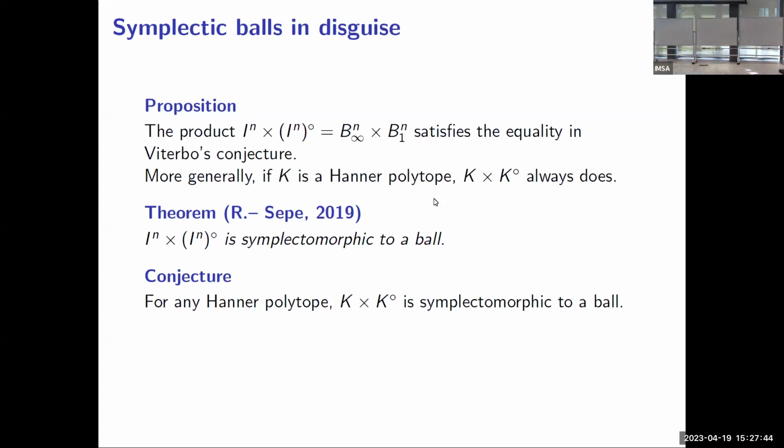And then you can ask the same question about the Hanner polytope, not just the hypercube. Is it also symplectomorphic to a ball? I claim that this conjecture is almost a theorem, but I don't want to claim that it's a theorem yet. We're working on this, and I think we're nearly there, but it's a conjecture that even for the Hanner polytopes, it still works.